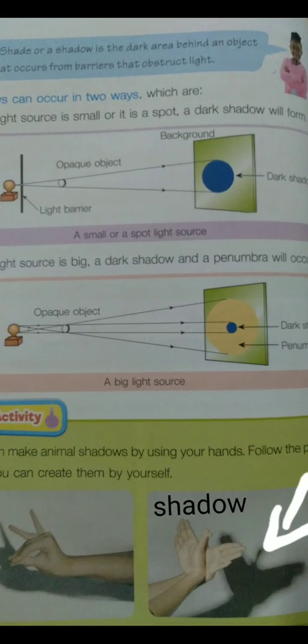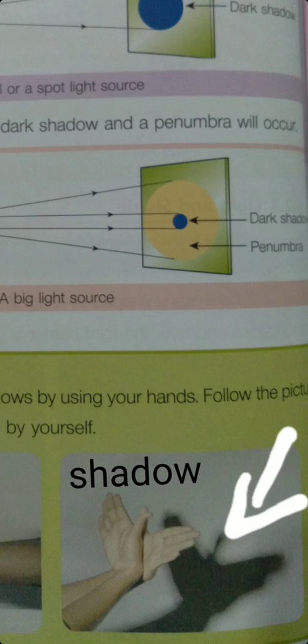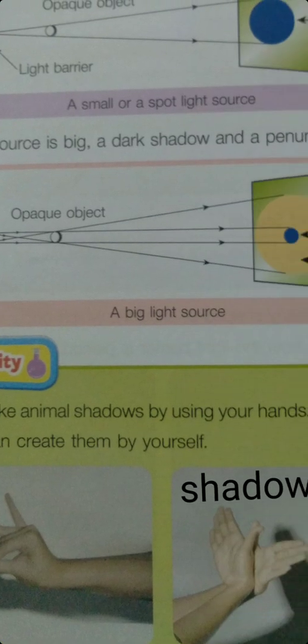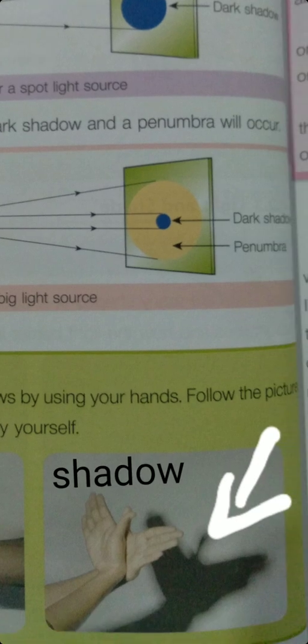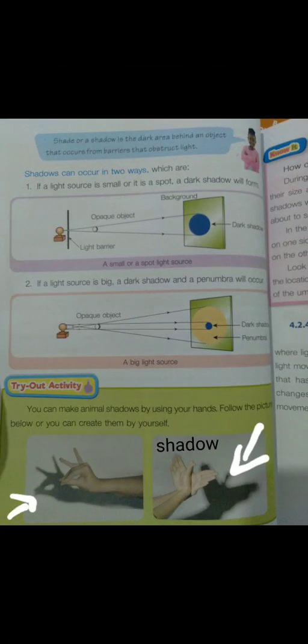So here, this is the shadow. That black color is the shadow. So it's a rabbit. Is that a rabbit? Yes, that's a rabbit, and then this one is a bird. You see? So that's it for shades or shadows.